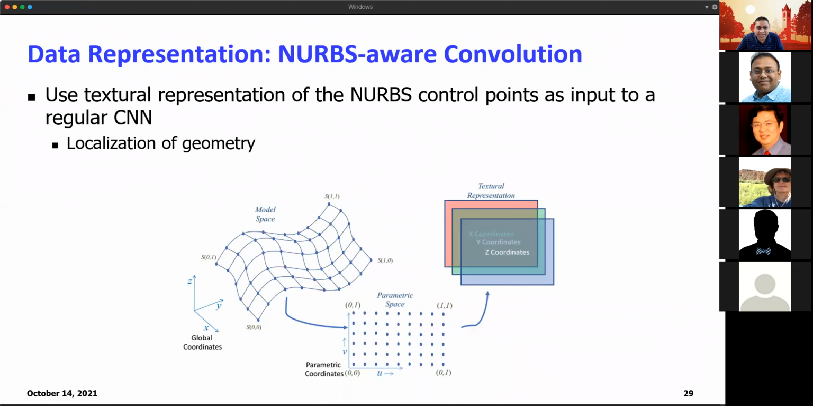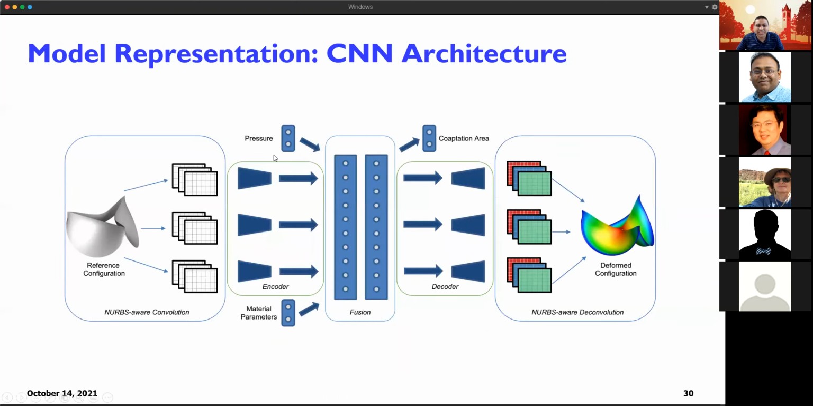Combining this idea, essentially what we did was we take the control points of a surface and represent them using a texture where the x, y, z coordinates correspond to the red, green, and blue channels of a traditional image, for example. What this allows us to do is to represent the geometry as a single image, which can be given as input to a convolution neural network, and that can be used to predict the deformed geometry accurately. So that brings us to the final architecture that we developed.